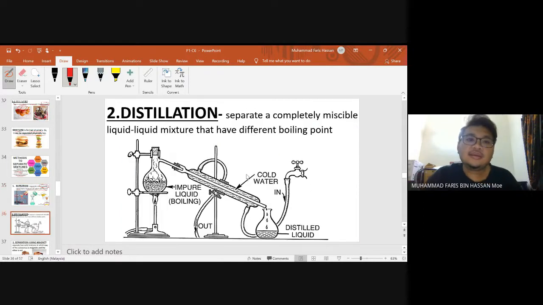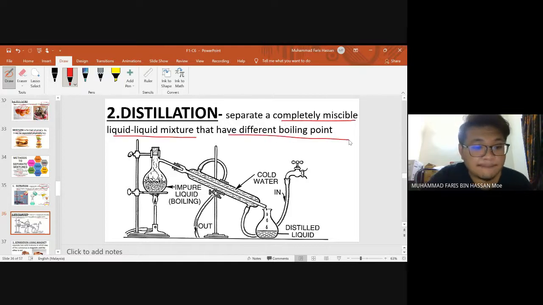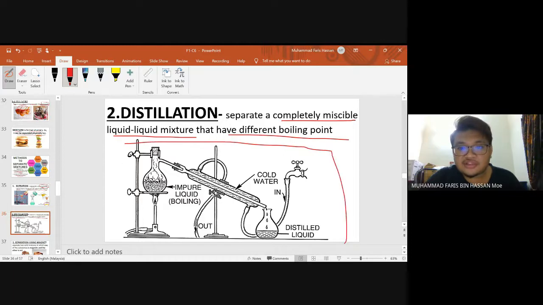Okay, and then the next method should be the distillation method. Distillation is a method to separate a completely miscible liquid mixture that has different boiling points. So this is the way you set up for the distillation process.